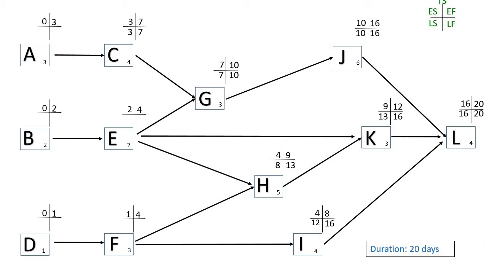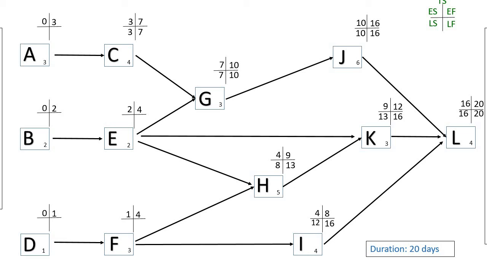Now activity E. Activity E has arrows going to G, K, and H. The late start for G is on day 7. The late start for K is on day 13. The late start for H is on day 8. In doing the backward pass, we always take the lower of the 3 in order to get the late finish.